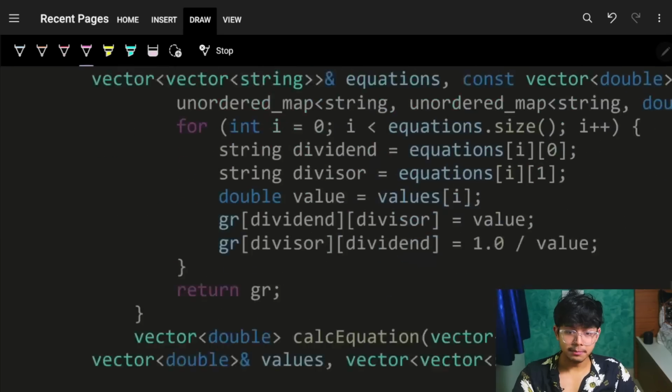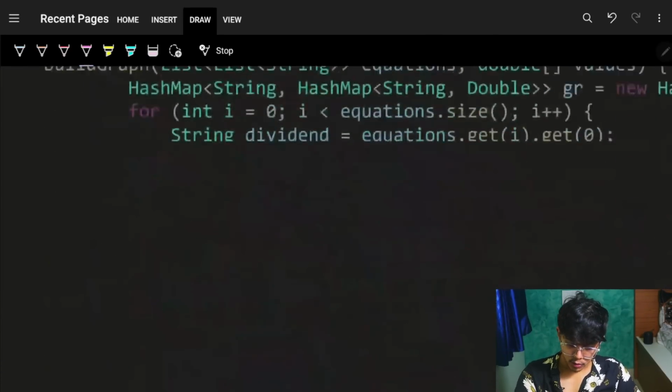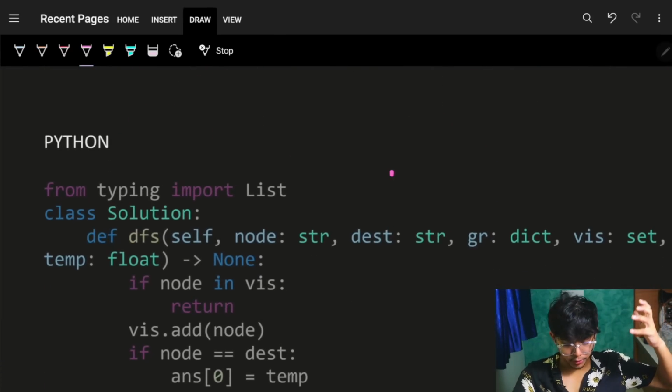Code for C++, Java and Python is down below. Although the code is a bit big, and for sure it would be, because it's actually a very good problem.